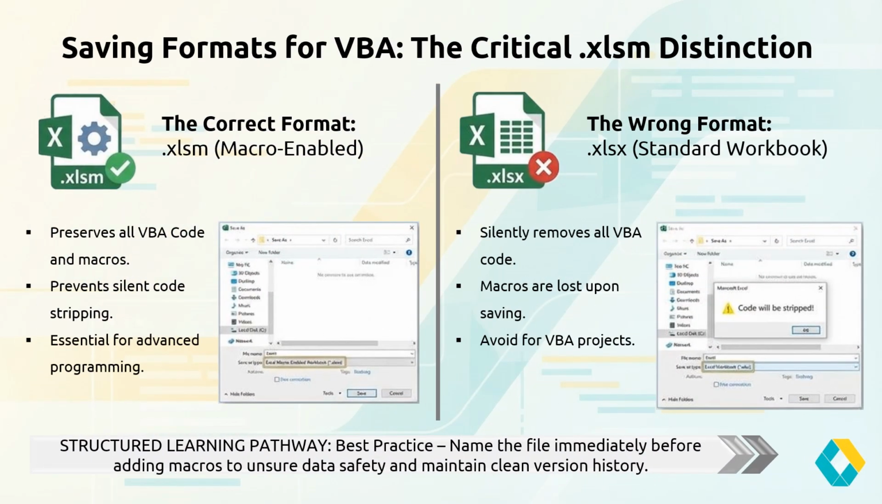Saving VBA files correctly. Explain that VBA code is only preserved when the file is saved as .xlsm, macro-enabled. Show that saving as .xlsx removes all macros automatically. Conclude by advising to choose the correct format before adding any VBA code to avoid data loss.